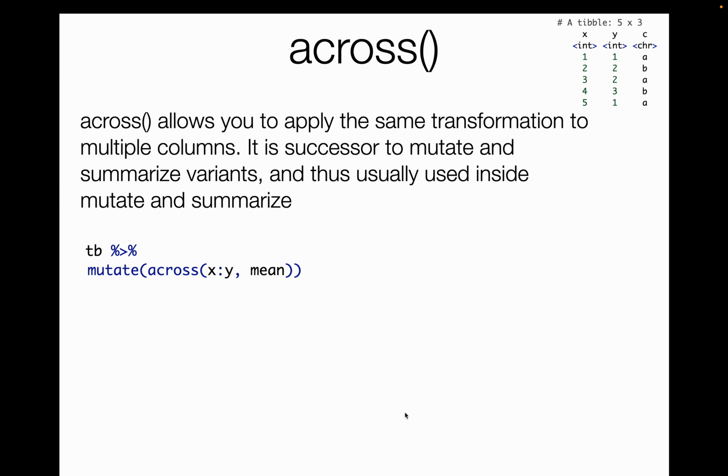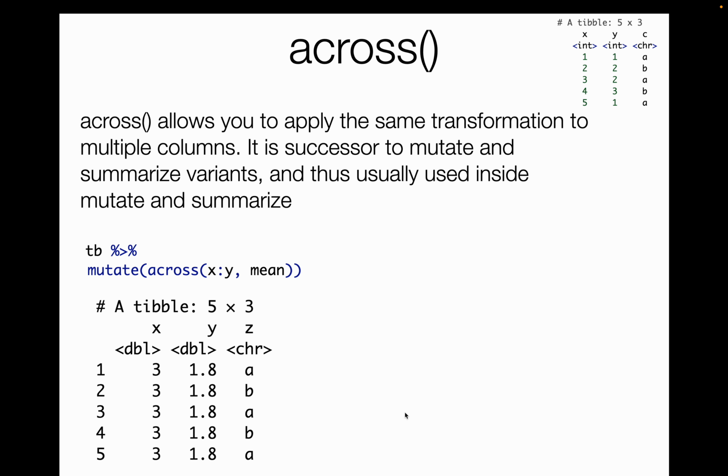And so what the triple dots is now taking in is this across function. So across x colon y, I want to find the mean. And so what that's going to do, instead of having to write two separate mutate calls or two separate arguments for x and y, so x bar equals mean of x, y bar equals mean of y, something like that, I can do this. And I get the mean of x and the mean of y.